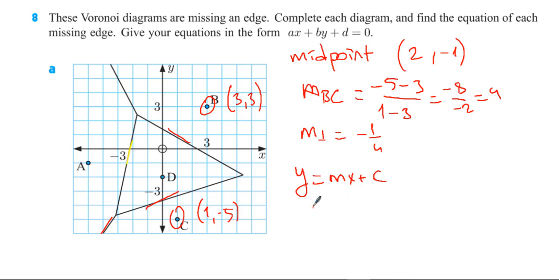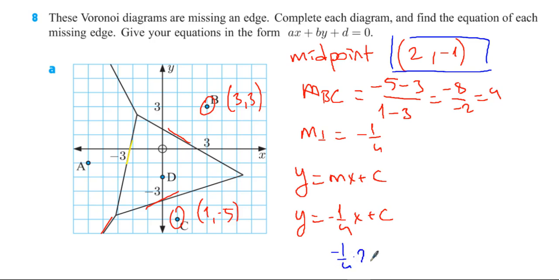So y equals minus 1 by 4x plus c. Then we have the point we need to plug in to find c. Instead of x, we input 2, and y is minus 1, so minus 1 equals minus 1 by 2 plus c. So c will be equal to minus 1 by 2. So the equation of the line is actually y equals minus 1 by 4x minus 1 by 2.